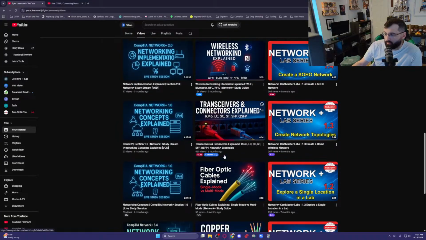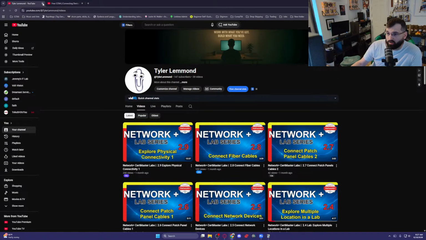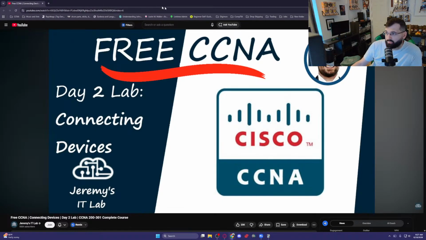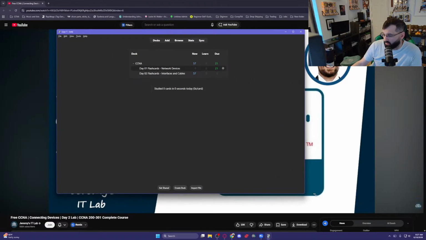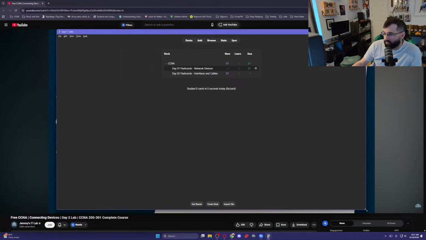We are about to get into the flashcards, and then we're going to do the packet tracer. So the flashcards. Boom! Flashcards. No matter how big I make this, it still is small. Okay, here we go.